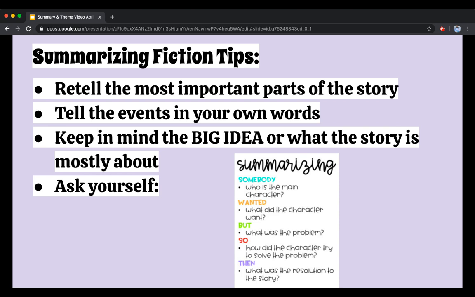And we can do this by asking ourselves these questions based on the somebody wanted but so then model. We can ask ourselves questions like, who is the main character? What did the character want? What was the problem? How did the character try to solve the problem? And what was the resolution to the story?